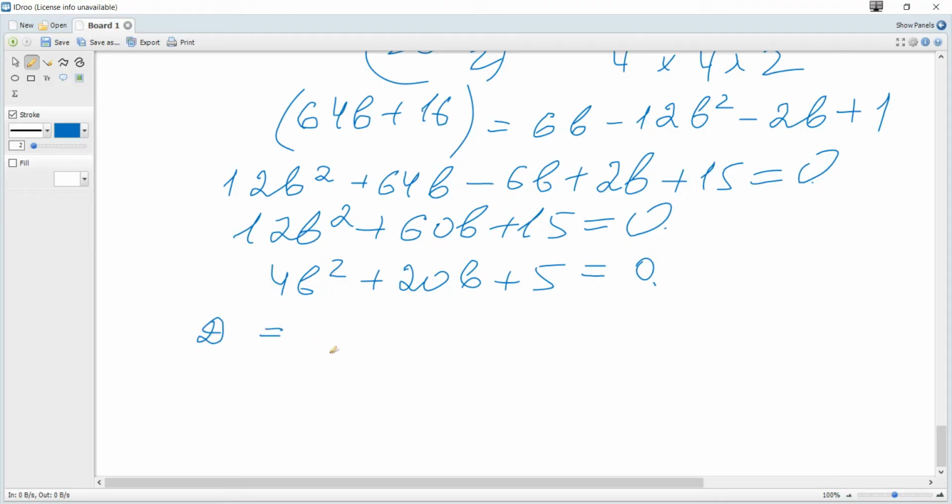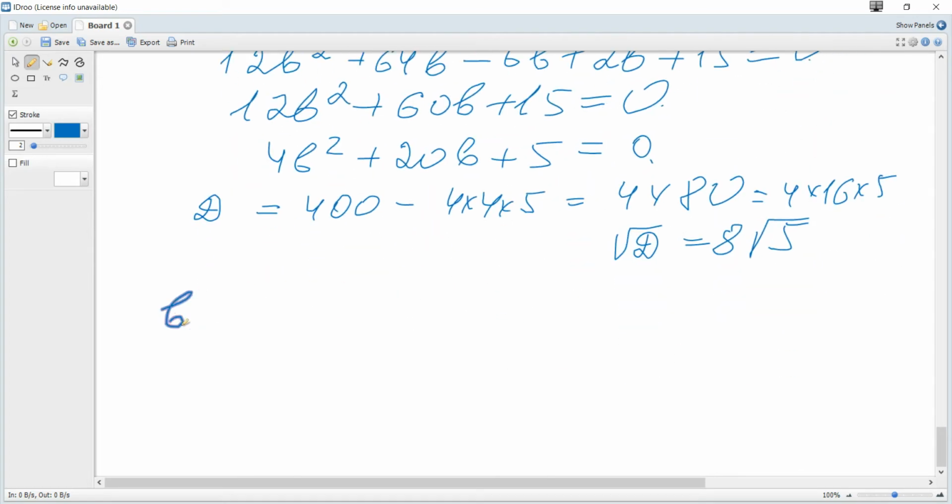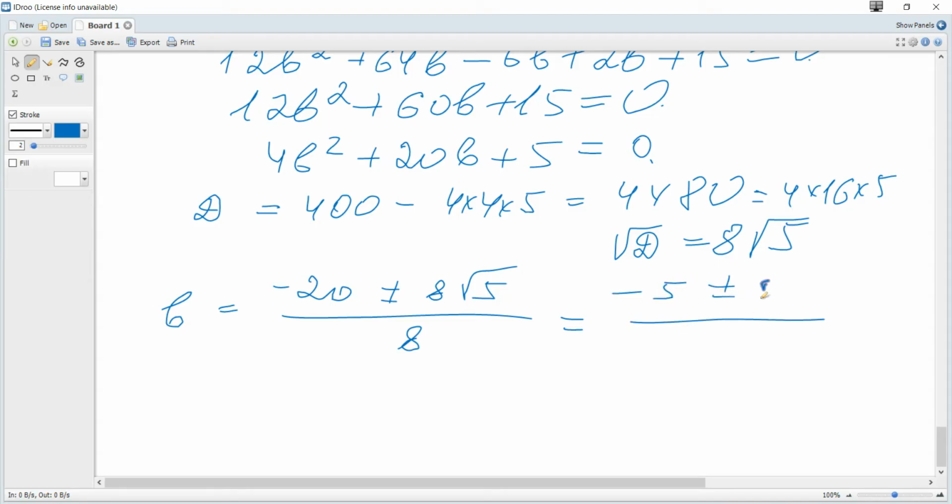Discriminant becomes 400 minus 4 times 4 times 5, is 4 times 80, and it's 4 times 16 times 5, so root of discriminant is 8 root 5, so roots are minus b plus minus 8 root 5 over 8, we need over 2, so it becomes negative 5 plus minus 2 root 5 over 2.